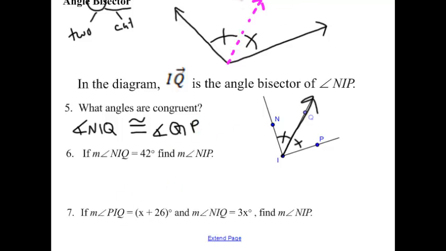So in number 6, they give us some measures. If we know that angle NIQ is 42, I'll add that to my picture. What can we say about angle NIP, the measure of angle NIP? NIP, notice, is the whole thing, all the way around, made up of two 42-degree angles. So to find its measure, we would just simply double 42. 2 times 42 gives us an answer of 84 degrees.